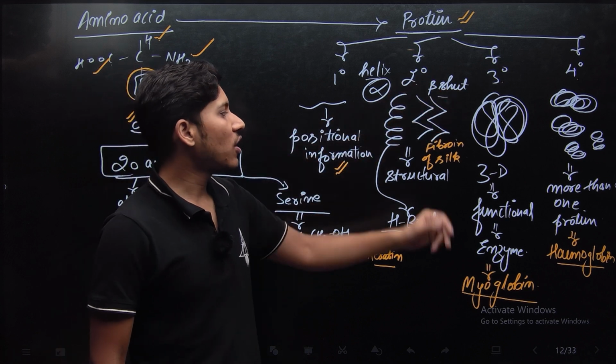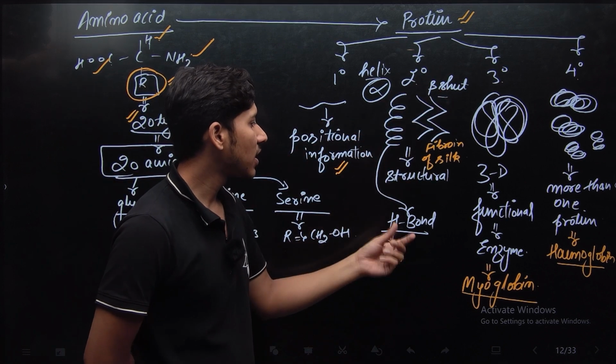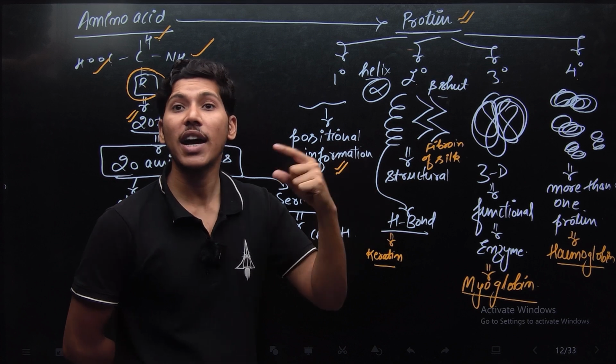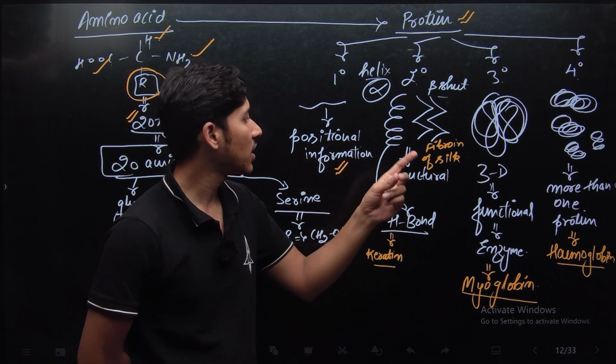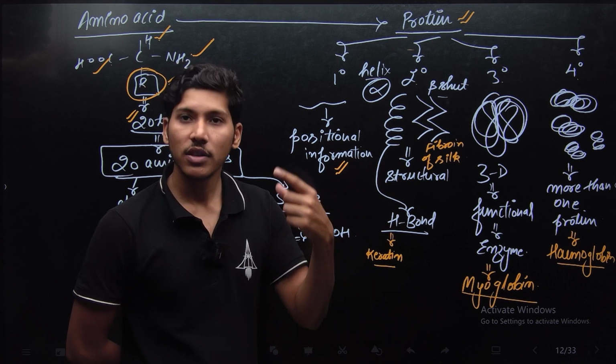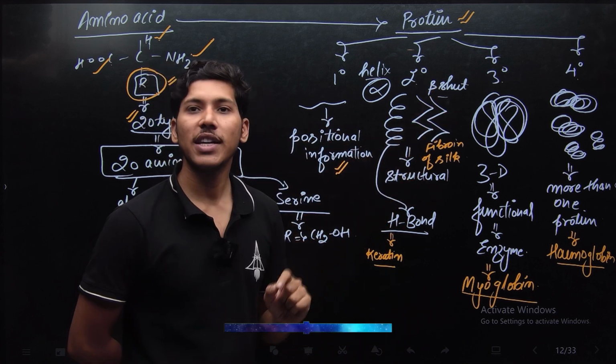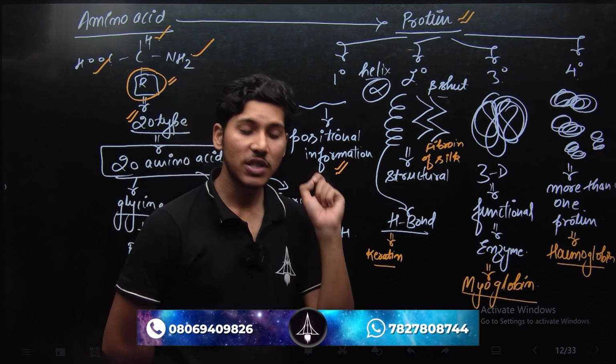Secondary structure is of two types: alpha helix and beta pleated sheet. Alpha helix and beta pleated sheets are stabilized by hydrogen bonds. Alpha helix example will be what? The keratin of your hair. For beta pleated sheet, the example will be fibroin of silk.